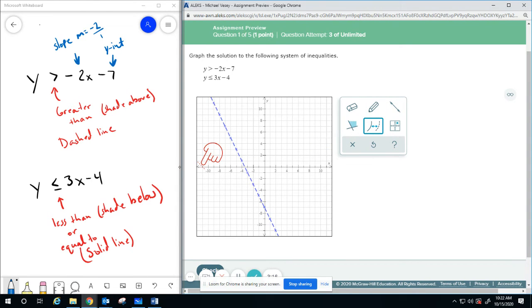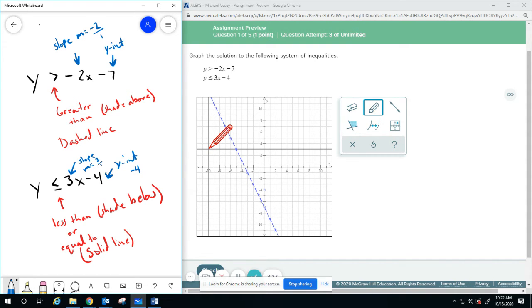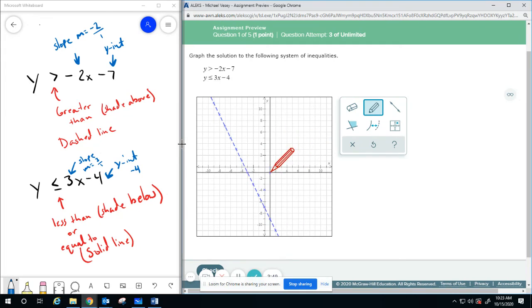So let's look at this second equation. The second equation has a y-intercept of -4. So go back to ALEX, -4, put a point right there. The slope of this line is 3 over 1. So coming back to ALEX, I go to my y-intercept and I would go up 3 spaces and to the right 1 space, and I would put a point.